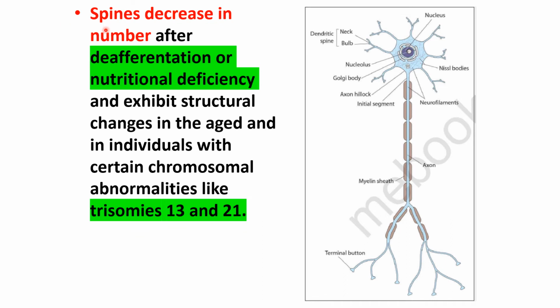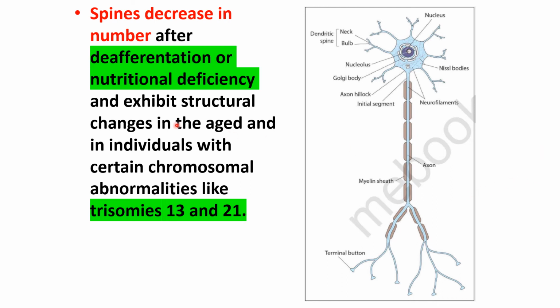Now, in which condition does the spine decrease in number? Spines decrease in number after deafferentation or nutritional deficiency and exhibit structural changes. There are changes in the structure of the spine in the aged and in individuals with certain chromosomal abnormalities like trisomies 13 and 21.